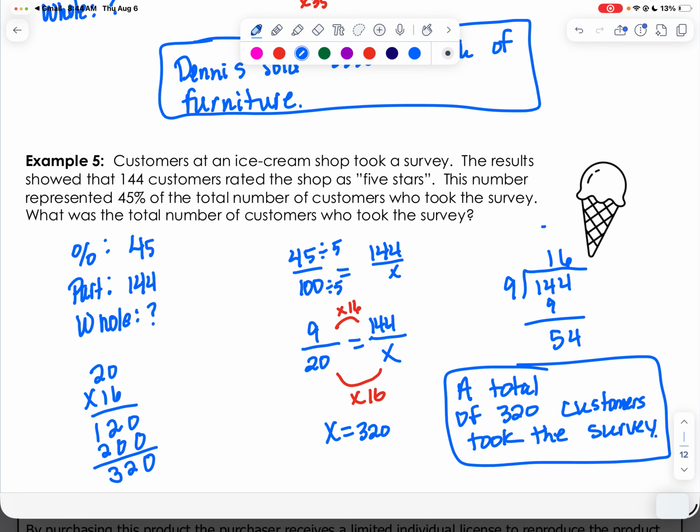And that concludes today's lesson, Percent Applications, Finding the Whole.